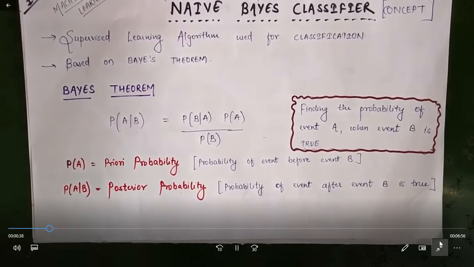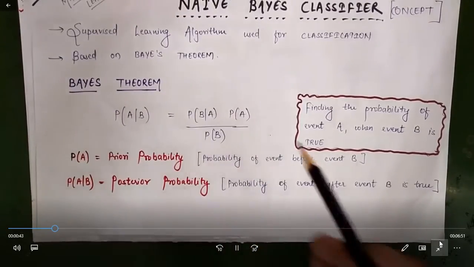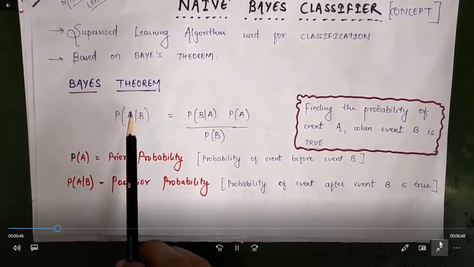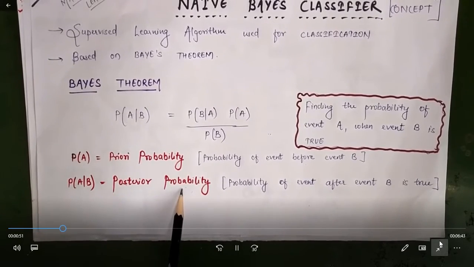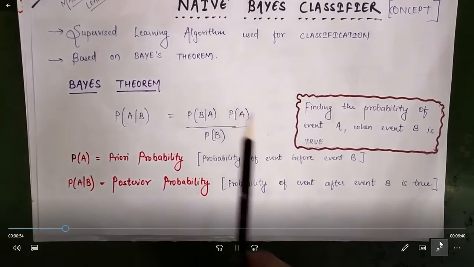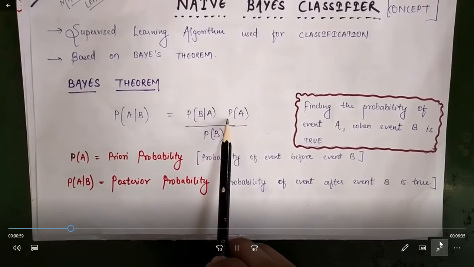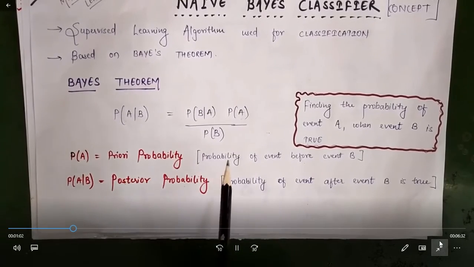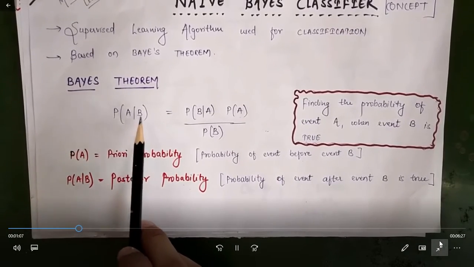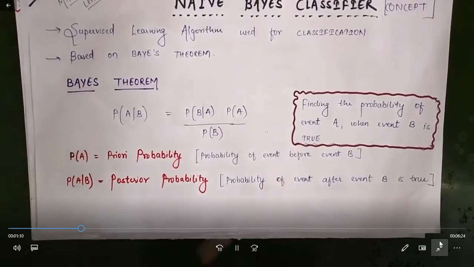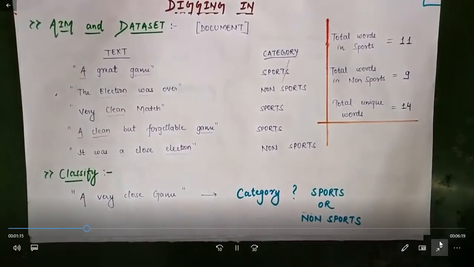Okay, so here the naive Bayes classifier is based on Bayes theorem. You must have encountered this equation before. This is basically the probability of finding event A when event B has occurred. This is known as posterior probability, that is, the probability of an event after an event has occurred. Then it is equal to the probability of B given A into the probability of A divided by the probability of B, where the probability of A is the prior probability, that is, the probability of an event before an event. So what we are doing is finding the probability after an event has occurred and finding the probability before an event has occurred.